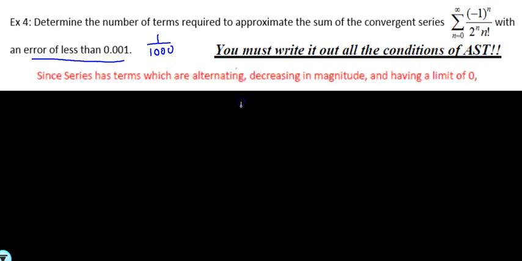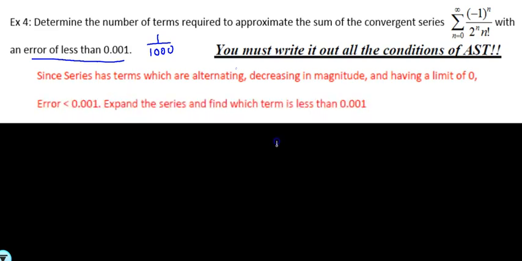So the best practice here is, again, you must write the conditions. The series has terms alternating, decreasing in magnitude, with limit 0. You have to begin with this. Then only can you say the error is less than the next term. We can prove that the error could be the next term. So the best way to do it is to expand the series and find which term is less than 0.001. You do not need a calculator here. We are approximating, and some knowledge of fractions is needed.